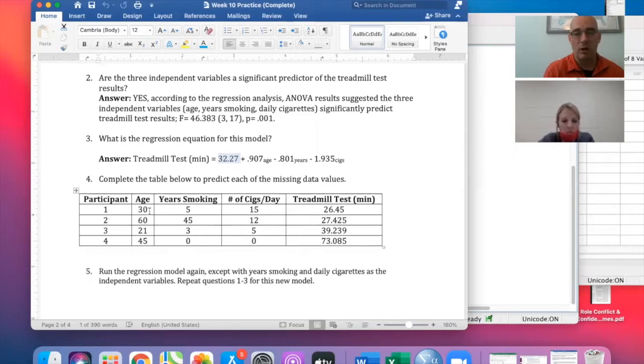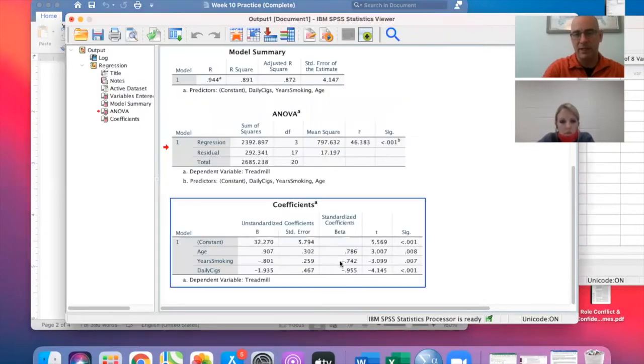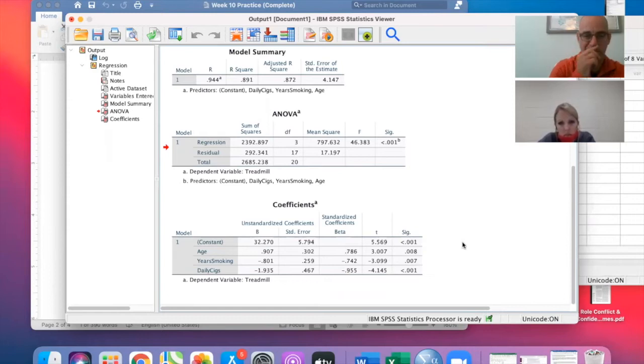So before number 4, let me pause there, Sarah. Is that helping? You had some questions about how to read these models when you had multiple variables. Does that make more sense? Yes. Okay.